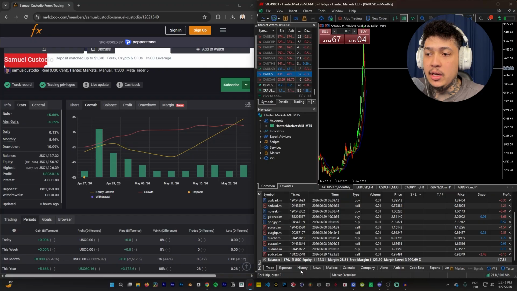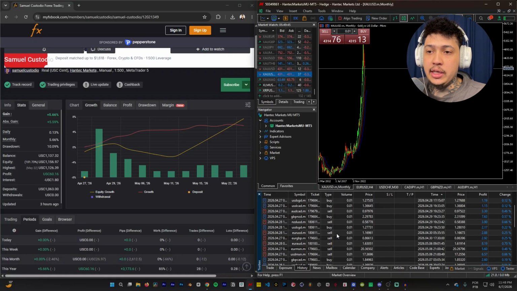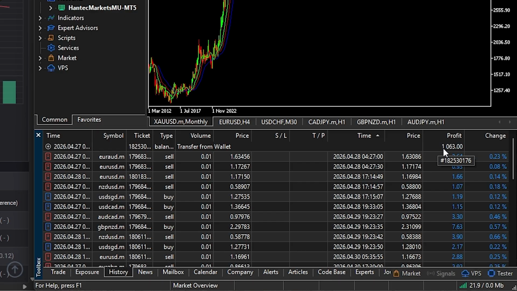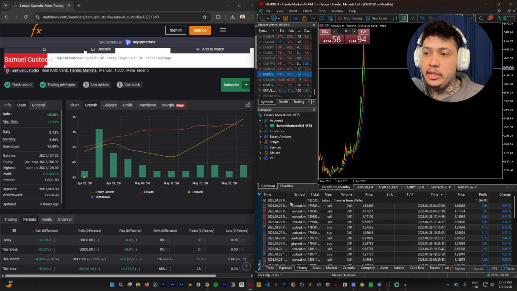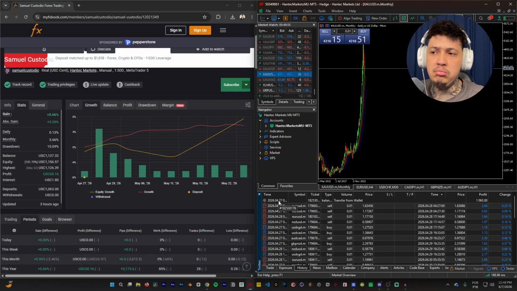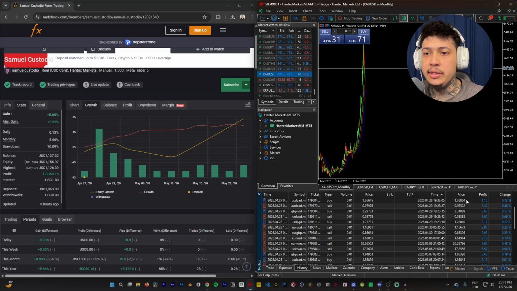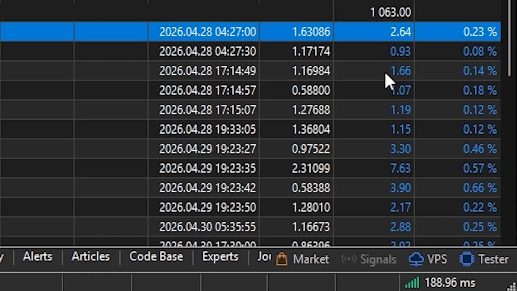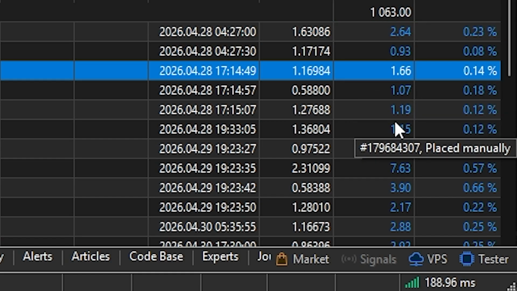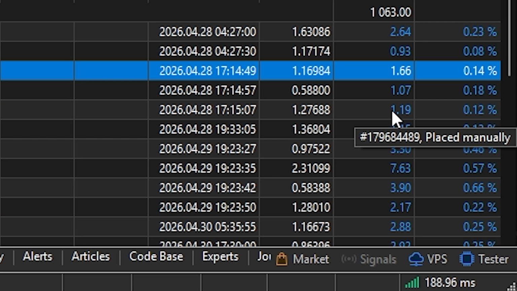On the trade history of this account, as you can see, the account started with 1,063. I started that on April 27th, so pretty much a month ago, 1.5 months ago, more or less. Then these are my profits: 264, 0.93, 1.66, very low profits, but I was closing many trades bit by bit until I compounded.